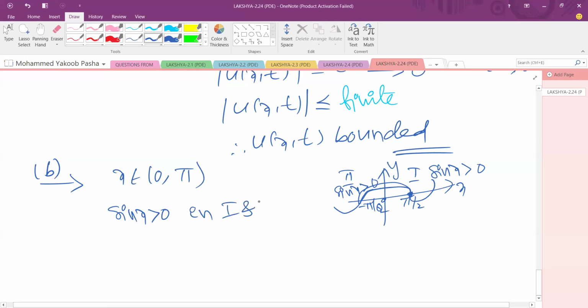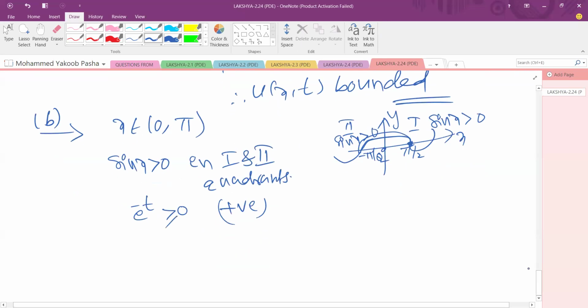So sin x is positive in first and second quadrants. So what about e power minus t? E power minus t is always a positive number. Okay, it is non-negative, means positive. So the product of two positive numbers gives positive. Therefore, u of x, t is equal to e power minus t into sin x, which is positive.